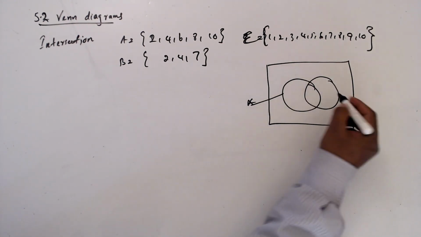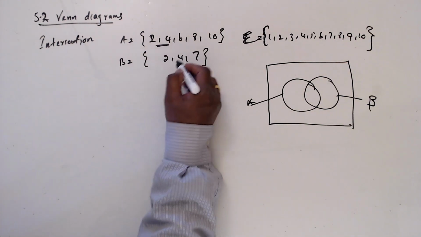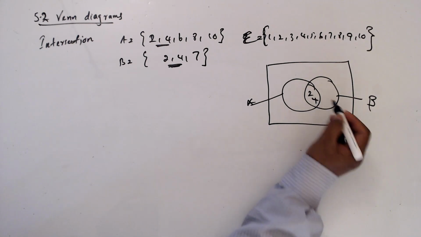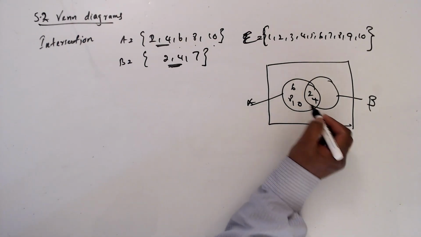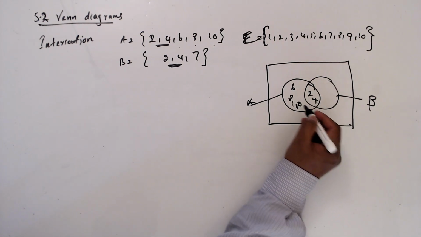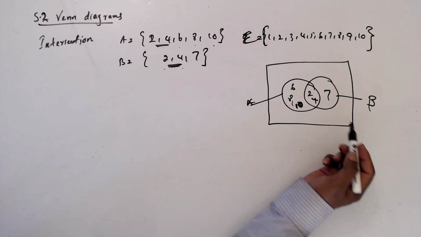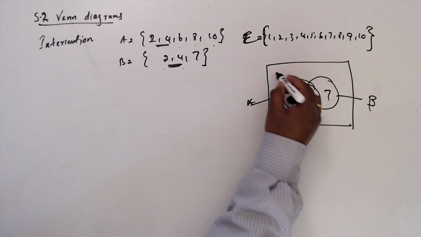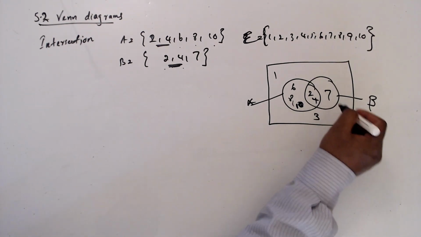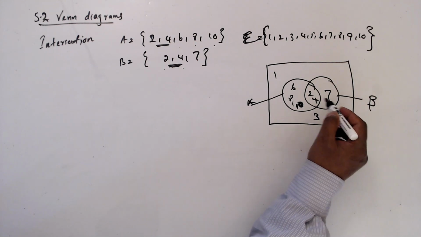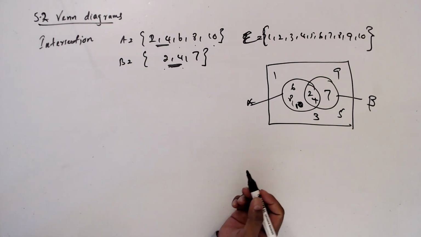So this is A, this is B, and I can see 2, 4 is here. Then what is in A? 6, 8, 10 here, and then B: 2, 4 here, 7 is here. Now anything else goes to the other area. 1 is here, 3 is missing, 5 is missing, 9 is missing, and 10 is there. So now I did it.